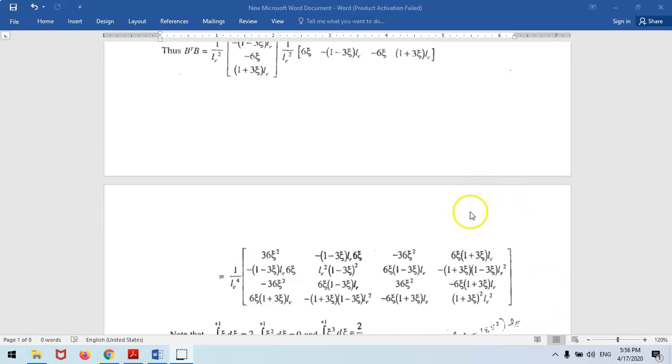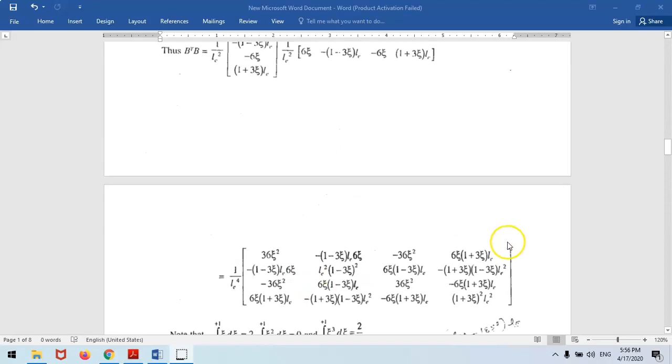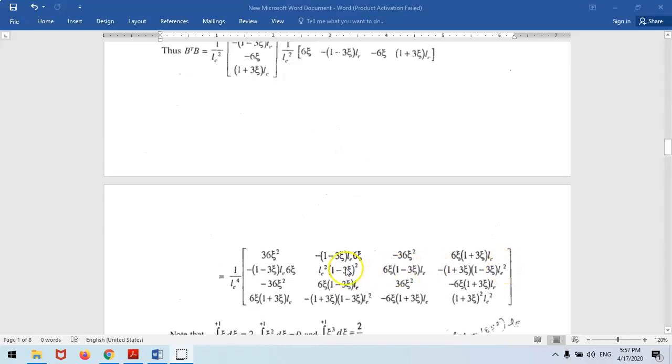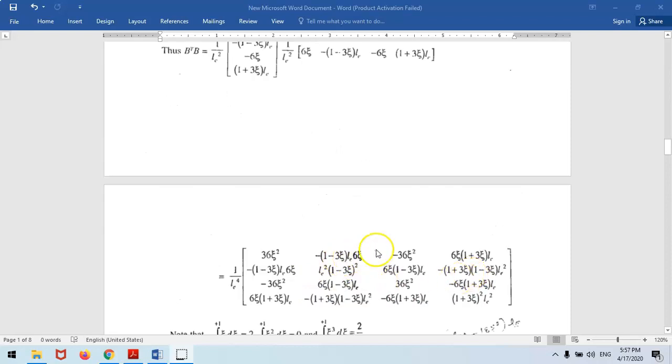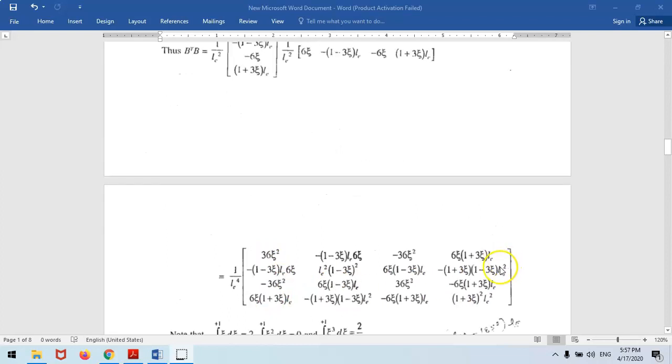How to multiply? Row into column. Multiply 6 zeta into 6 zeta, it will be how much? 36 zeta square. This is row into column, then next will be this. Multiply this minus 1 minus 3 zeta Le into this 6 zeta, and you will be writing it here. Similarly multiply this matrix into this matrix, so you will be getting this complete matrix.